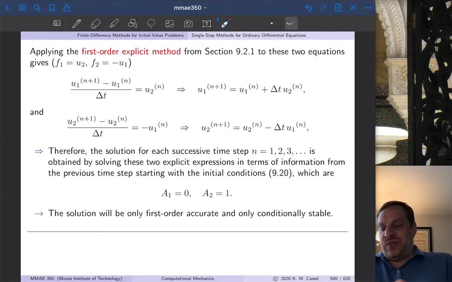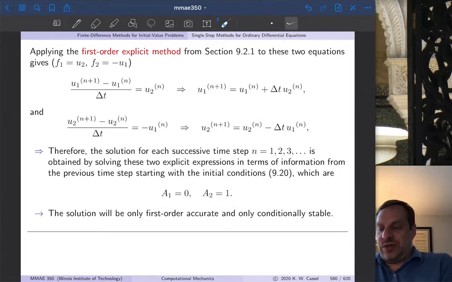We write the difference equation with the unknown on the left and all the knowns on the right. For an explicit method, we only have one unknown on the left, everything else is on the right. Okay, now the initial conditions, the general form, we had A1 and A2. Now those are 0 and 1. So that's what we'll use throughout.